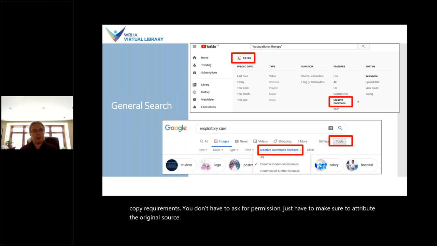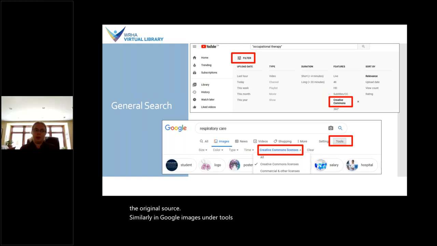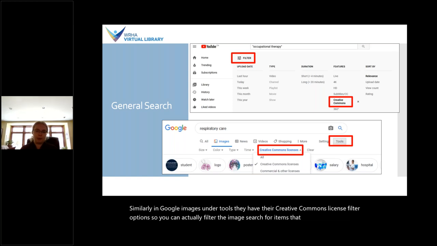Similarly, in Google Images, under Tools, they have their Creative Commons license filter options. So you can actually filter the image search for items that are appropriately licensed for whatever it is that you want to do. That can be commercial, that can be non-commercial, depending on your particular needs. However, keep in mind that in both of these cases, you want to double check that the licensing is correct and that they do have the rights to release the items under this particular license. Just do your due diligence, make sure you understand what the licensing requirements are and what limitations there are on what you can do with these items.